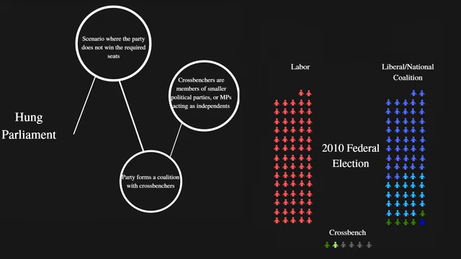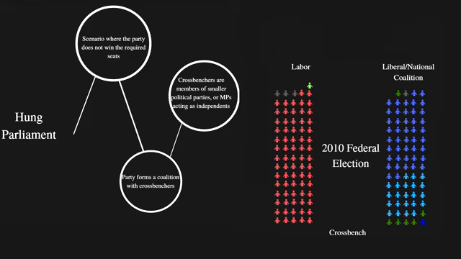Out of the 6 crossbenchers, Greens MP Adam Bandt and Independents Andrew Wilkie, Rob Oakeshott and Tony Windsor chose to declare their support for the Labor Party, whereas Independent Bob Katter and National Party of Western Australia MP Tony Crook chose to declare their support for the Liberal and National Coalition. This meant that the final seats held equated to 76-74 in favour of the Labor Party.